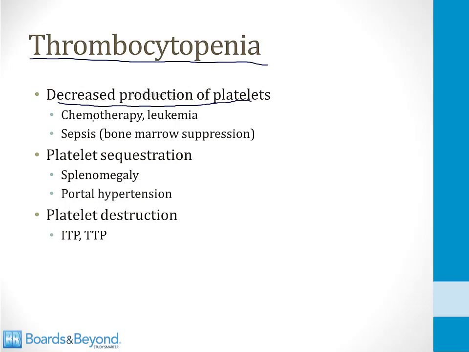So on the oncology ward, patients receiving chemotherapy or patients who have leukemic cells in their bone marrow will have underproduction of platelets. In addition, in the ICU, patients who are septic often develop bone marrow suppression as a component of their sepsis, and this can lead to low platelets.